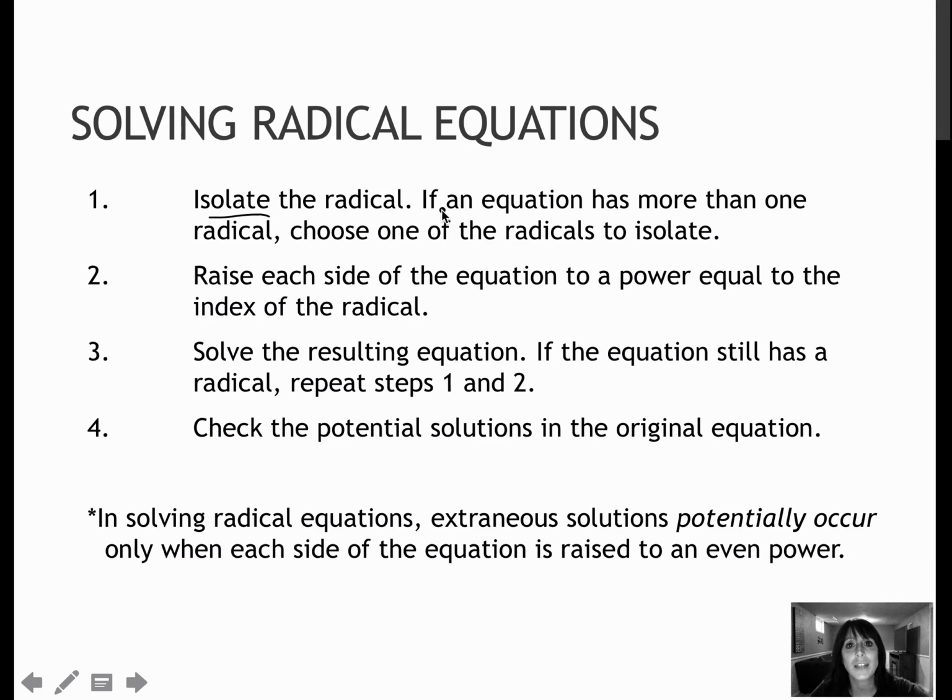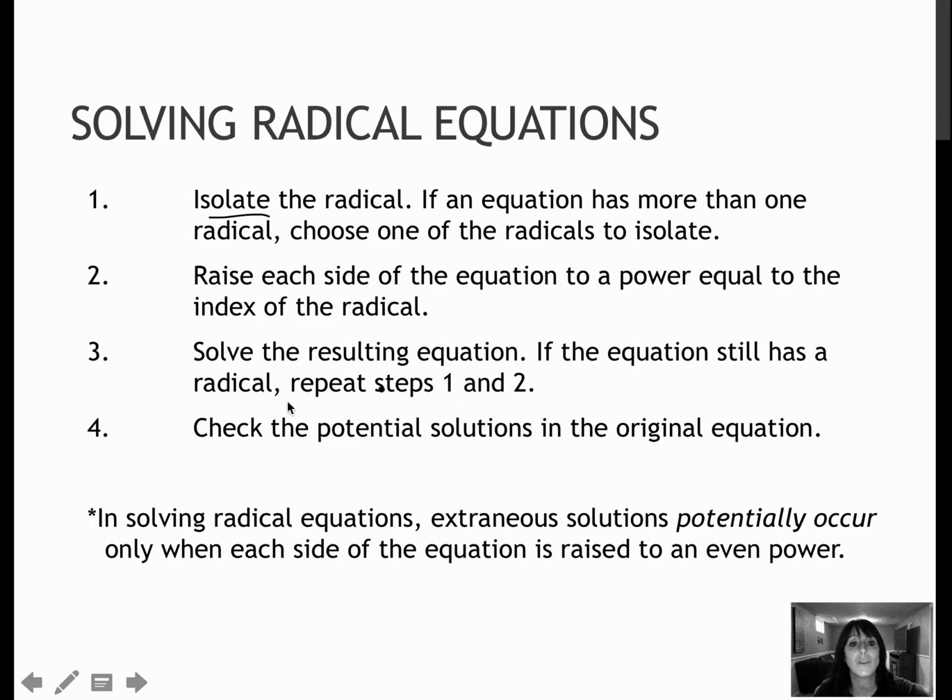So hopefully we just have one radical, and we get everything else on the opposite side of the equal sign. That's ideal. If your equation has more than one radical, you have to choose one of the radicals to isolate, so just pick one and go with it. Then you're going to raise each side of the equation to a power equal to the index. So if it's the third root, you're going to cube it. If it's the square root, you're going to square it. If it's the fourth root, you're going to take it to the fourth power. You're going to solve the resulting equation and hopefully find a solution.